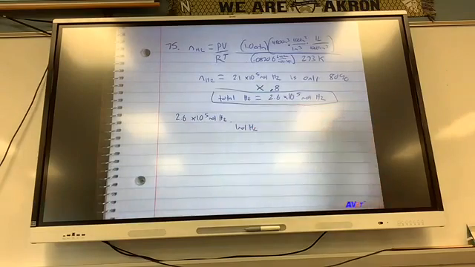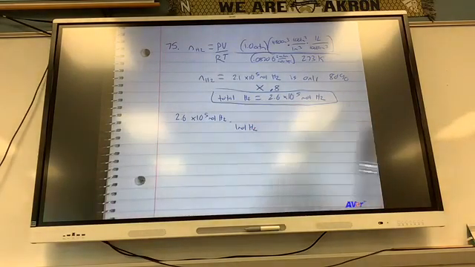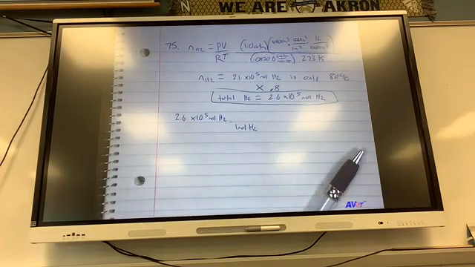Wait, am I multiplying by 0.8 or dividing by 0.8? I multiplied. Shouldn't that make it smaller? Oh yeah, why did it make it bigger? Yeah, you're right. That number is bigger. That's way bigger. Oh, I went by 0.2. I made it at 20%.